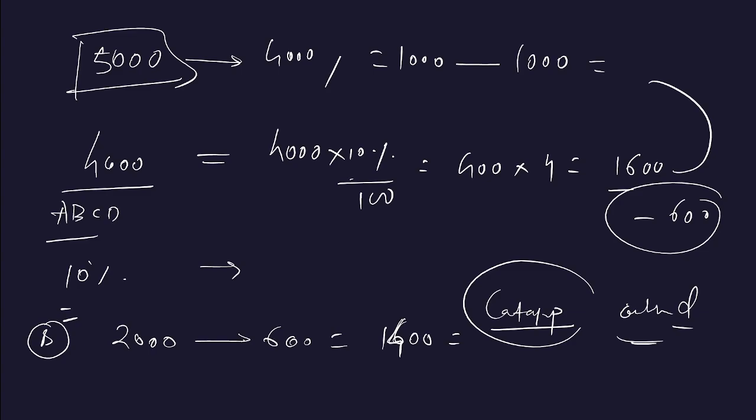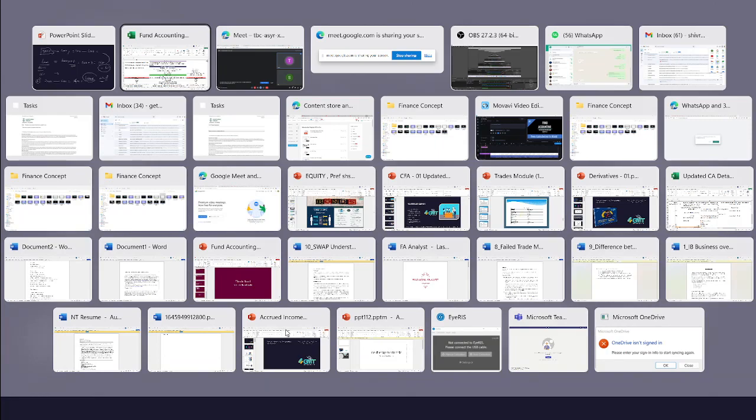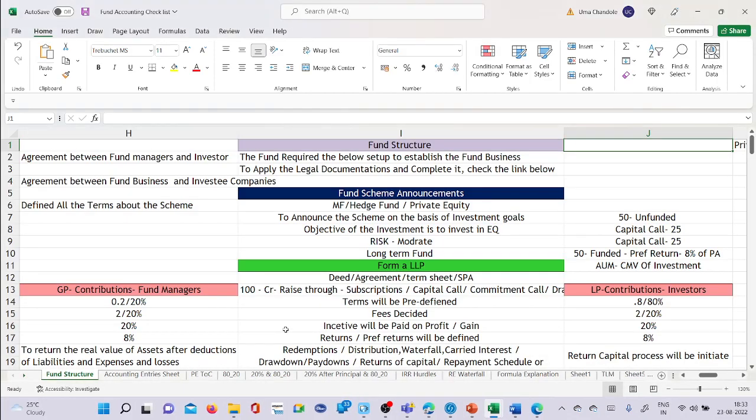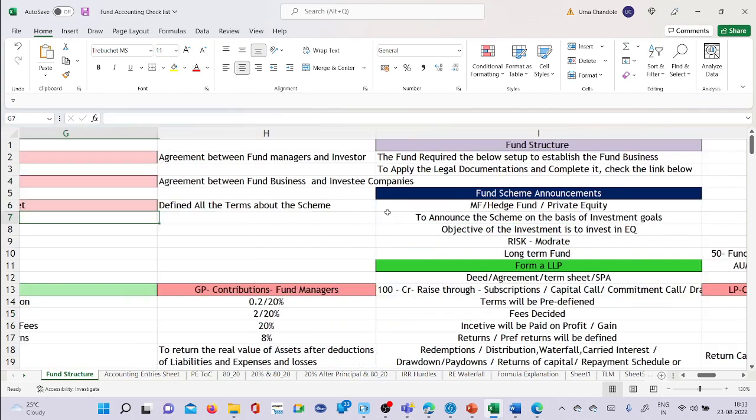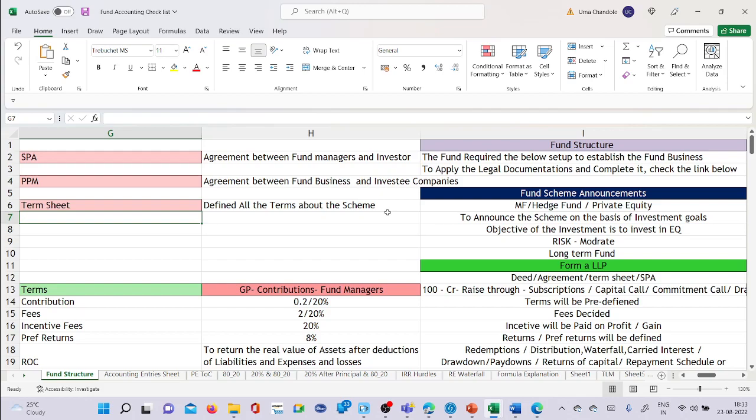Now I'll walk you through the Excel document, the different items, the operating statement, and the report or output that it is showing. I understand that there is no such report structure, but the different agreements: the SPA, the security purchase agreement, could be between the fund managers and the actual investors. The PPM could be between the fund and the investee companies. And in the term sheet, you can also probably sign with a select investor as well.